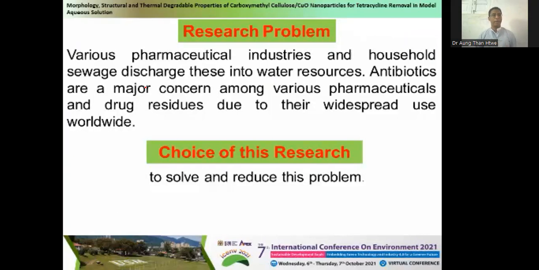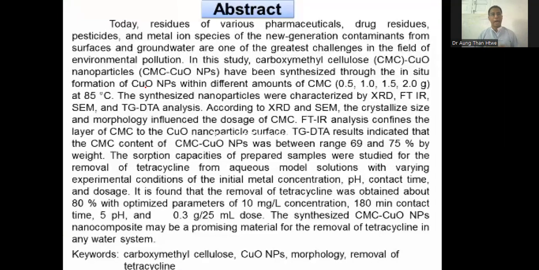Today, my research problem is that various pharmaceutical industries and household sewage discharge into water resources. Antibiotics are a major concern among the many pharmaceutical drug residues due to their widespread use worldwide. My research topic is to solve and reduce this problem. Let me continue.